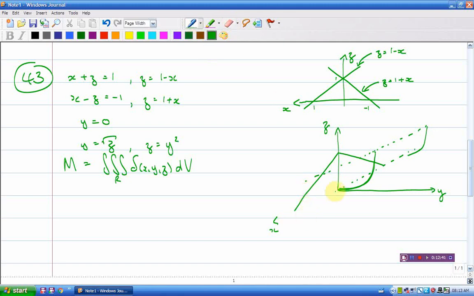And what we end up with is this. It's all that's left of that parabolic trough once those planes have sliced through. It's basically, if you looked straight down the y-axis at that shape, you'd see a triangle. It looks like a triangle.